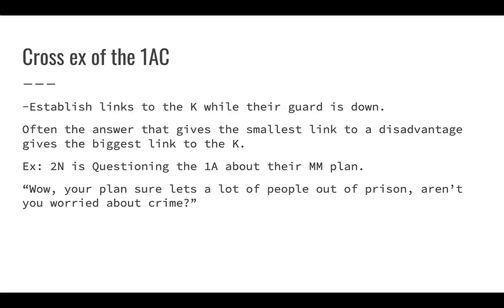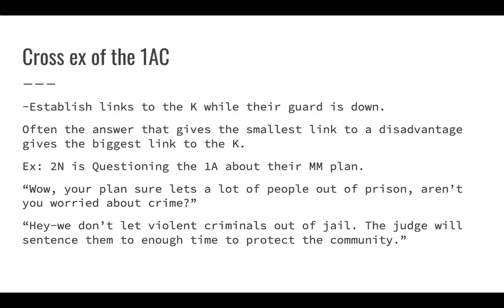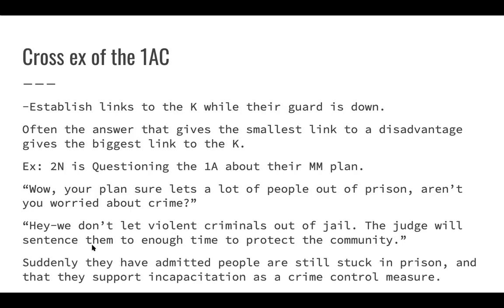And now the 1A is like, oh, they're trying to link me to the crime disad. So they're like, hey, we don't actually let violent criminals out of jail. The judge will sentence them to enough time to protect the community. It's all good. But now the 2N is laughing because this was a trick. And they've just established two links, right? They've both had the 1AC admit that a bunch of people are still in prison after their reform, and that they're embedded in the idea that incarceration and incapacitation is a vital crime control measure, both of which are going to be relatively good links to your abolition K. So yeah, cross-X of the 1AC, establish links to the K while their guard is down.